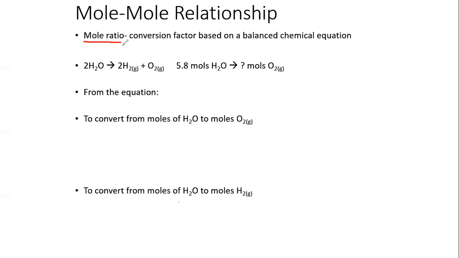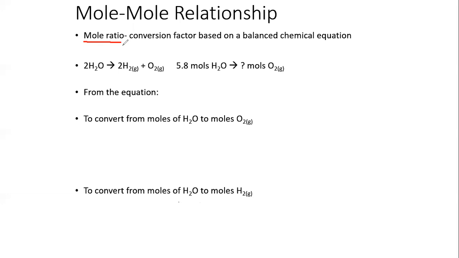So what you do is you take the coefficients, and that'll tell you how many moles of water is needed to form this many moles of hydrogen. So when we look at this balanced equation, 2H2O yields 2H2 plus O2 means that for every 2 moles of water, we're going to form 2 moles of hydrogen. And for every 2 moles of water, we're going to form 1 mole of oxygen. So that's our mole ratio, our conversion factor of converting from water to hydrogen gas and water to oxygen gas.